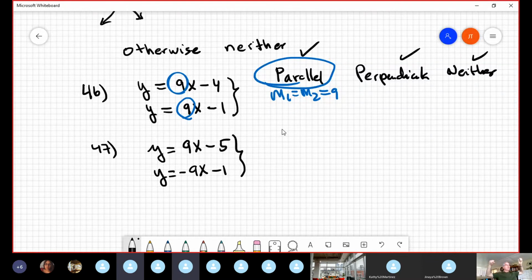Perpendicular. Everyone is perpendicular. Agree or disagree? Yeah, because mine is 9. And mine, neither. But it's exactly neither.